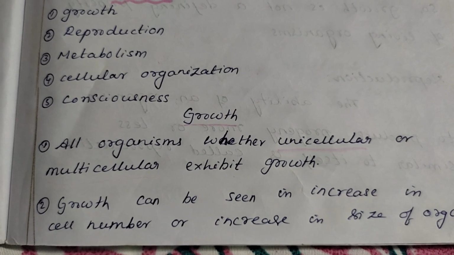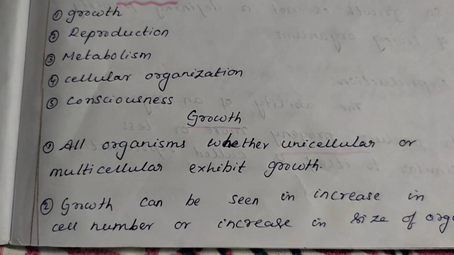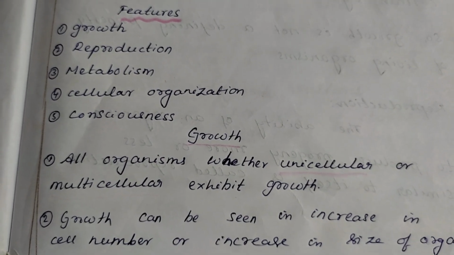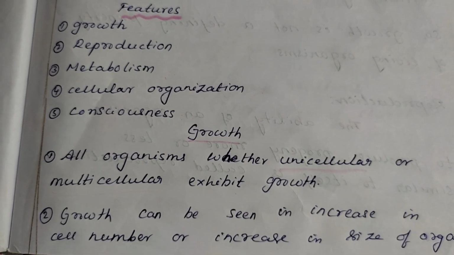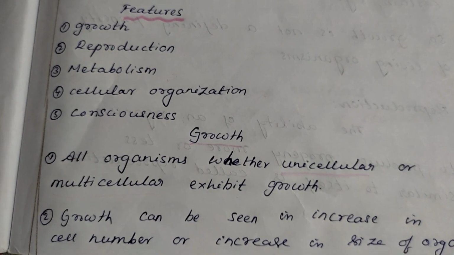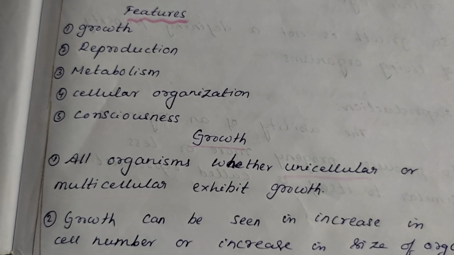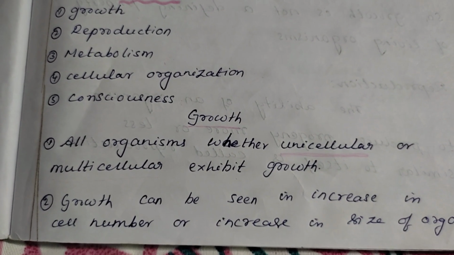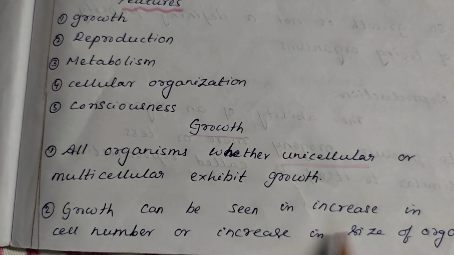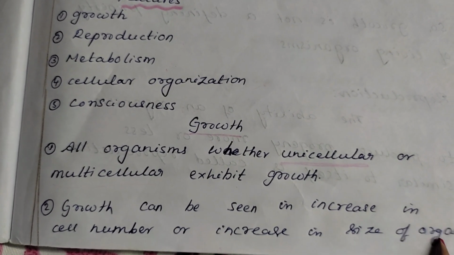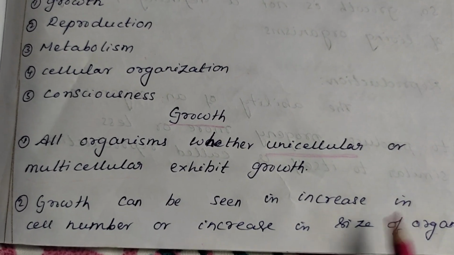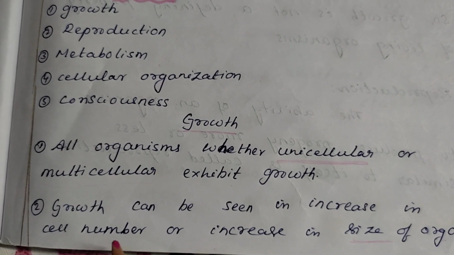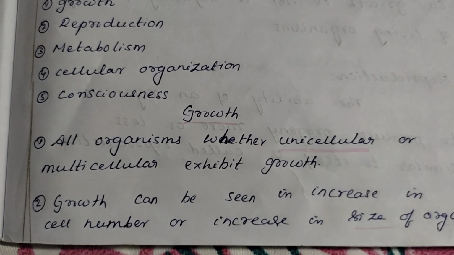Now we learn about the first feature of living organisms, that is growth. All organisms, whether unicellular or multicellular, exhibit growth. Unicellular means organisms made up of only one cell, and multicellular organisms are made up of more cells, for example animals and plants. Unicellular organisms, for example amoeba and paramecium. Growth can be seen as an increase in cell number or an increase in size of the organism. In unicellular organisms the size of the organism grows, whereas in multicellular organisms the number of cells increases.